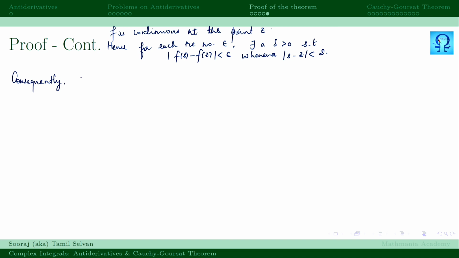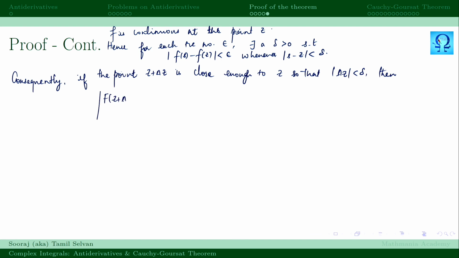Consequently, if the point z plus delta z is close enough to z so that the absolute value of delta z is less than delta, then we can say the absolute value of big F of z plus delta z minus big F of z upon delta z minus f of z is smaller than 1 upon the absolute value of delta z multiplied with the absolute value of f of s minus f of z, which is less than epsilon, times the absolute value of delta z, which happens to be epsilon.